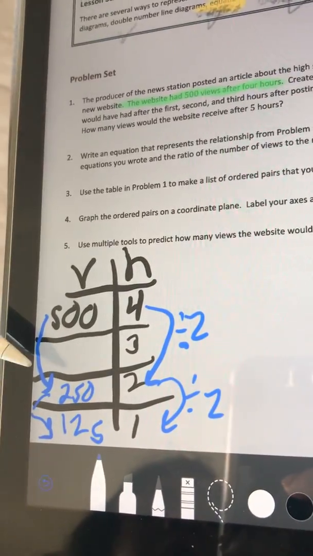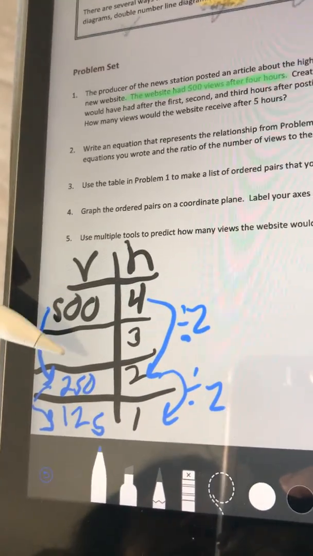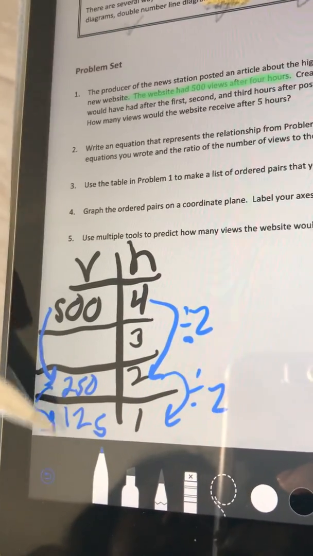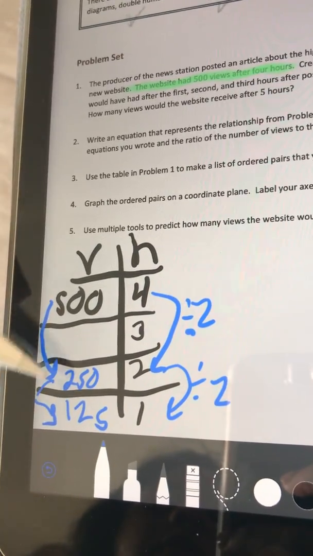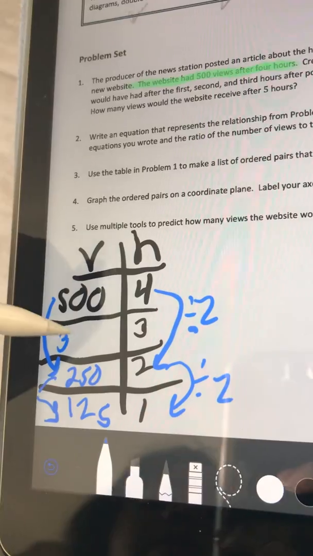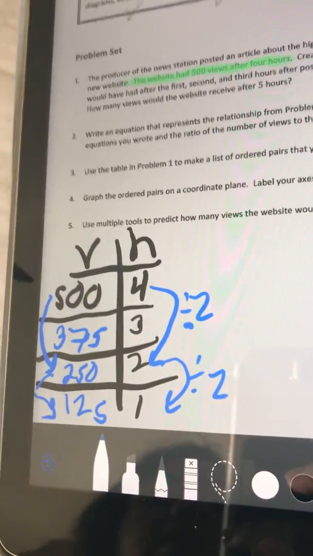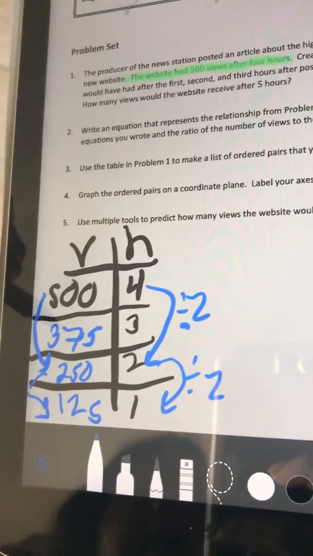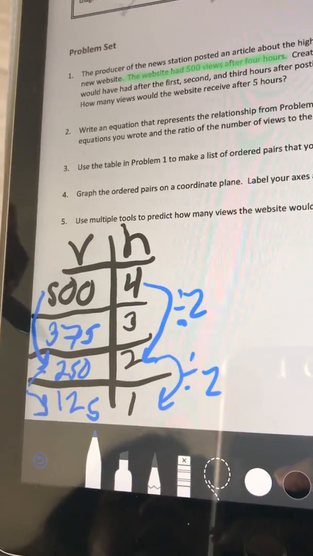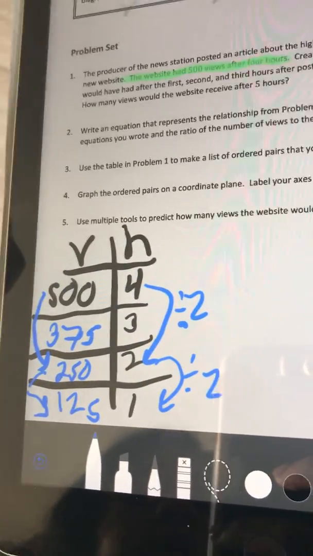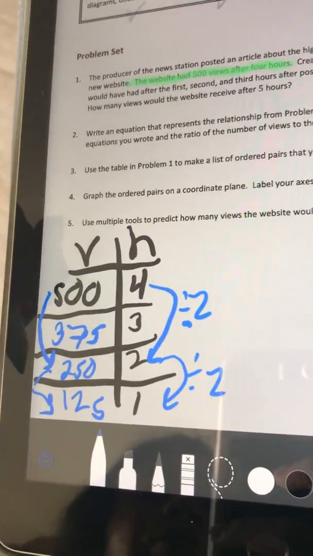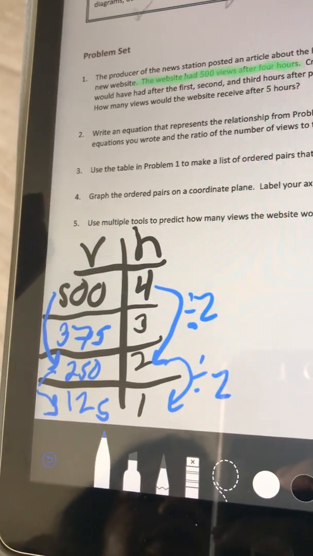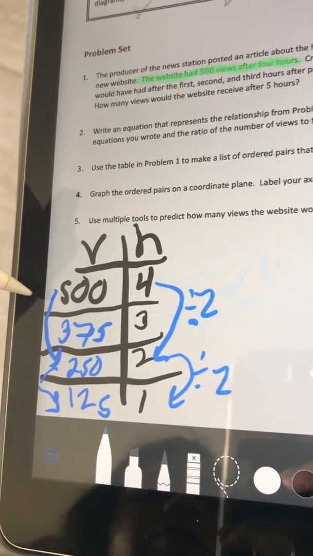So right here now, I just have to figure out how many views there were for 3 hours. So I'm just going to add these two numbers, 125 plus 250, which is going to give me 375. So I know for this website, for the high school football team, in the first hour, it was 125 views. Second hour, 250 views. Third hour, 375 views. Fourth hour, 500 views.